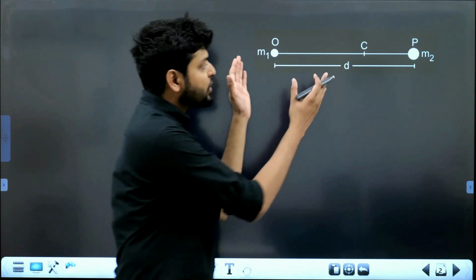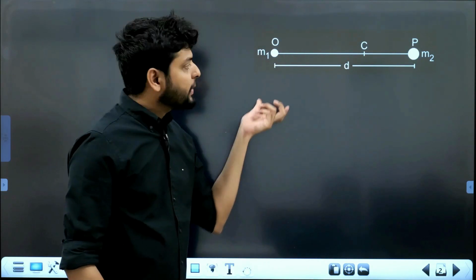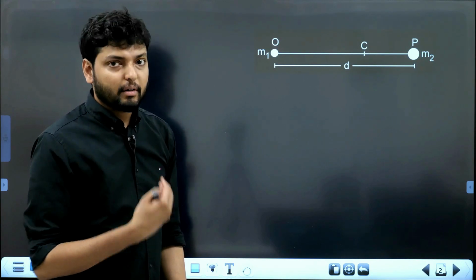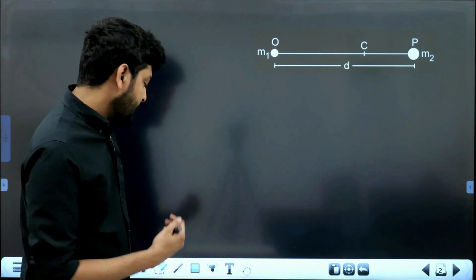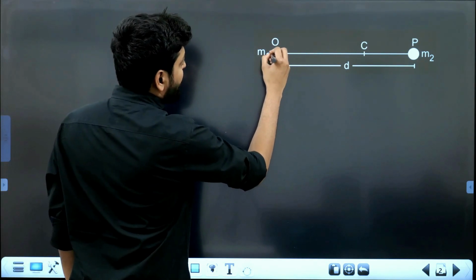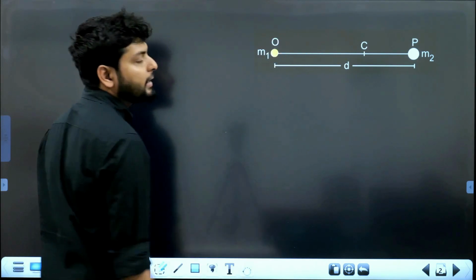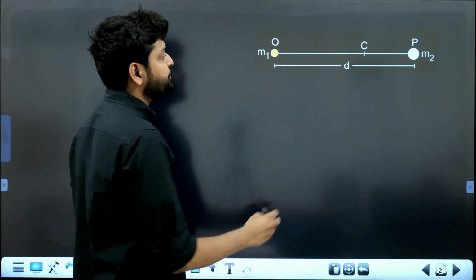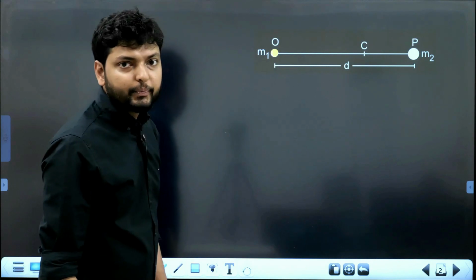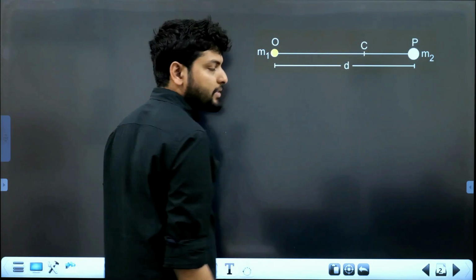What is the ratio in which the distance between two point masses is divided by the center of mass? To find that out, we will assume the origin here. So we keep m1 at the origin, and the distance between m1 and m2 is d. So what is the coordinate of the center of mass?